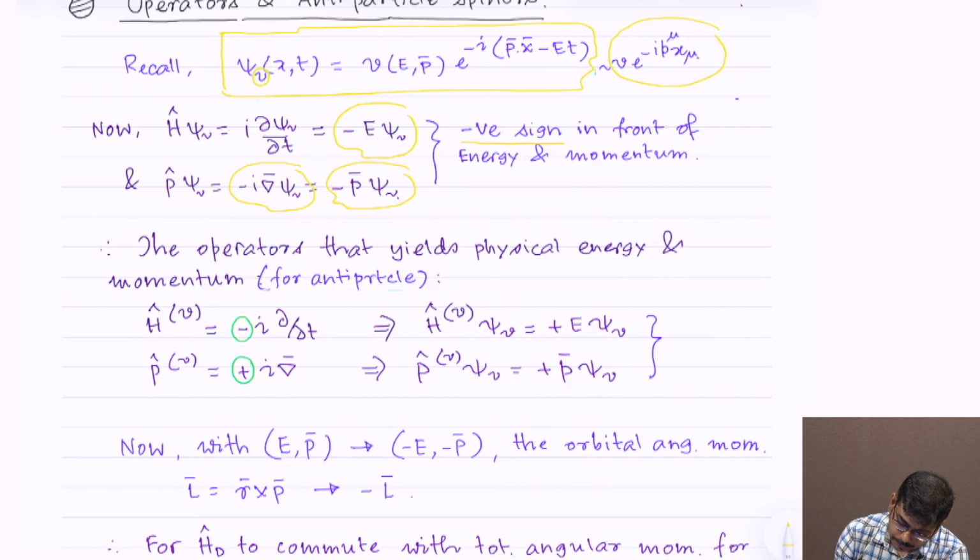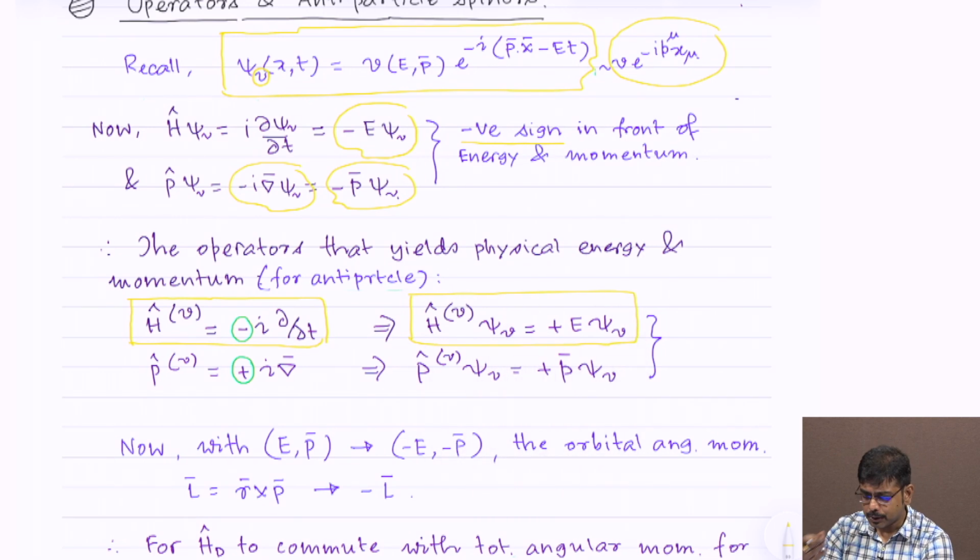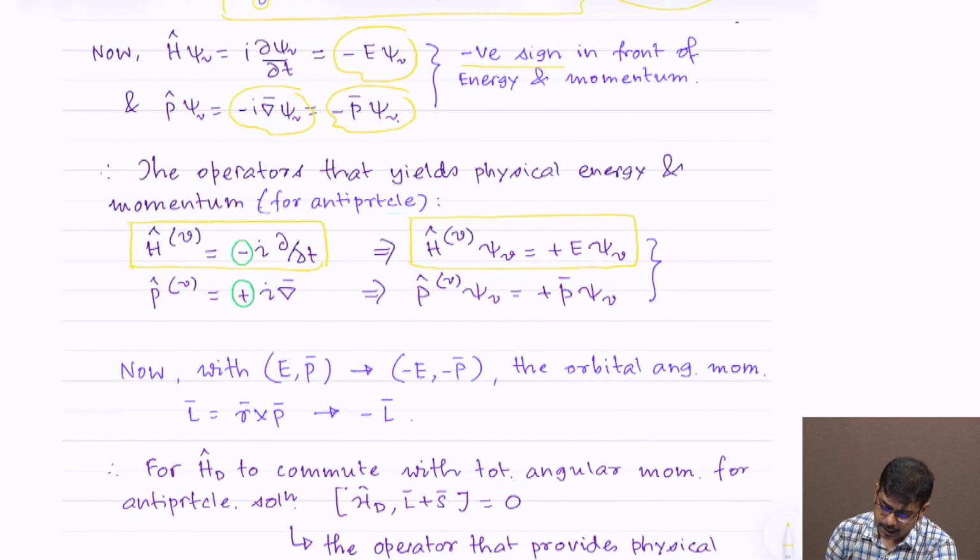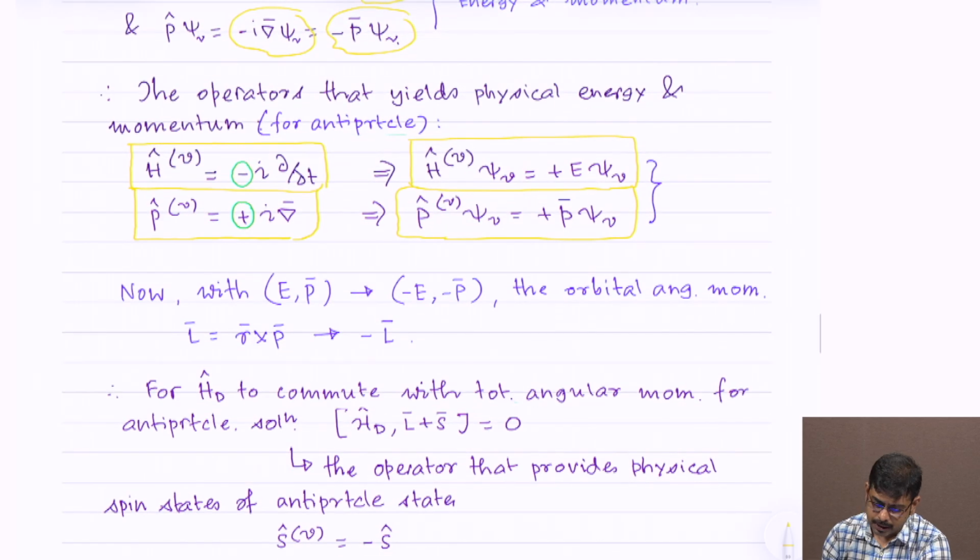So, what we are going to do is define the Hamiltonian operator for the antiparticle as minus i del del t. If you take this operator and act on the antiparticle spinor, what are we going to get? You are going to get the positive energy eigenvalue. So, this is what exactly it should be. Because it is getting minus E, it is not giving you the physical energy and momentum. Similarly, if I take the momentum operator to be plus i del, then when I operate on psi v, this is going to give me the positive momentum solution, plus p psi v.